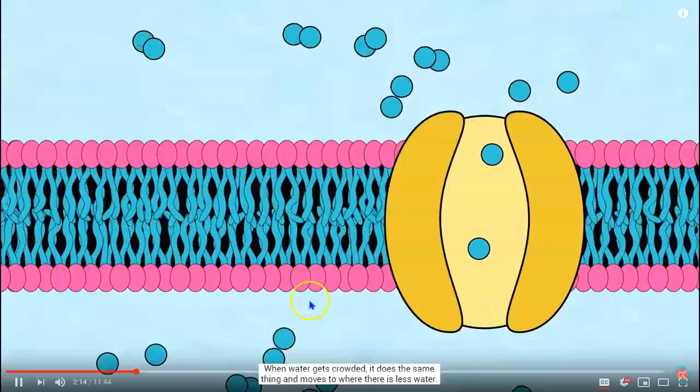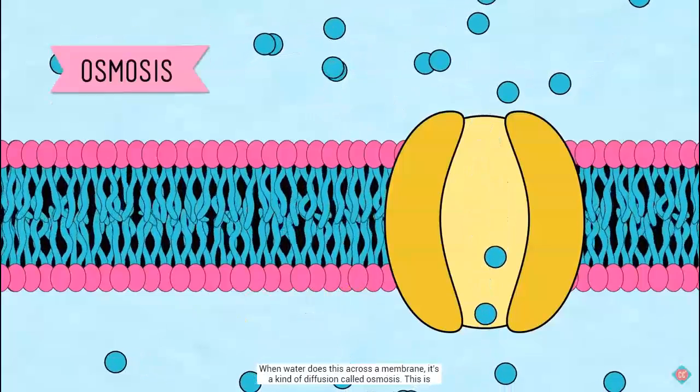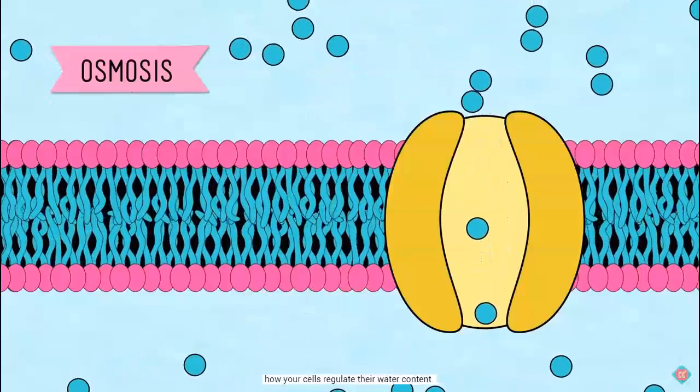Oxygen gets crowded, it finds places that are less crowded and moves into those spaces. When water gets crowded, it does the same thing. It moves to where there is less water. When water does this across a membrane, it's a kind of diffusion called osmosis. This is how your cells regulate their water content.